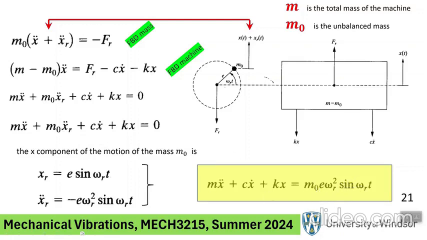Notice that we know how to solve problems like this. We have mx double dot plus cx dot plus kx equal to a force, and that force is harmonic. The magnitude of the force, remember we called something F naught? That was the thing that's multiplied by sine. Essentially, this is F naught. So everything that we have done for a harmonically loaded mass spring damper system is applicable.